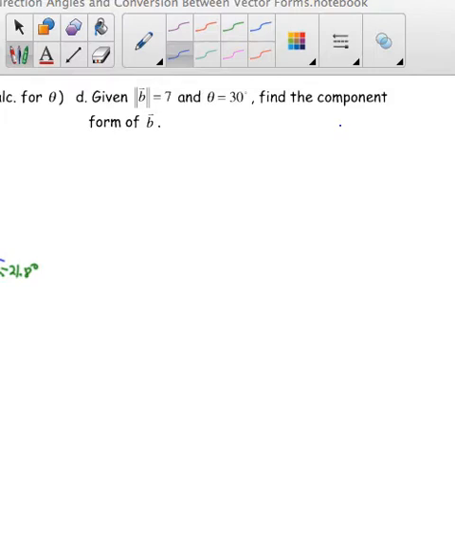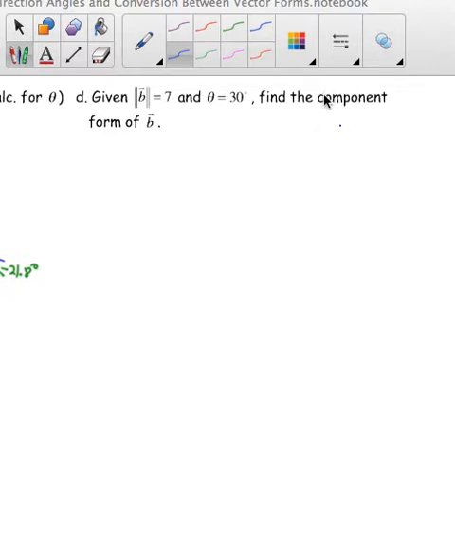This is example 6D from note 6.3, day 3. It's actually an extra example that wasn't printed in your notes packet, so if you can write it down, that'd be great. We're given the magnitude of vector B as 7 units and the direction angle at 30 degrees, and we're supposed to convert this to component form.